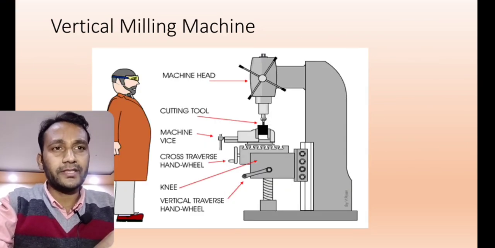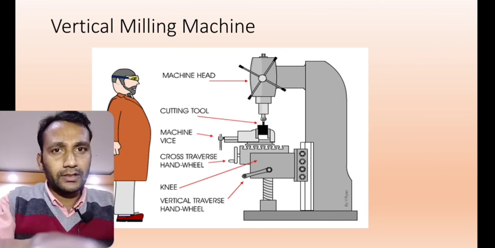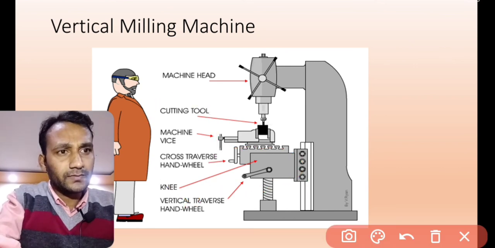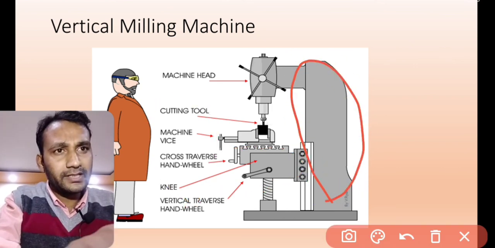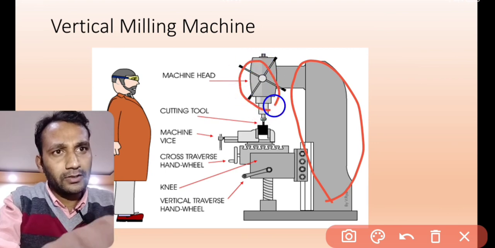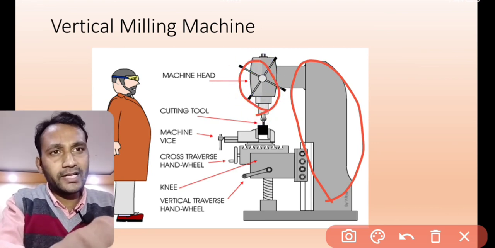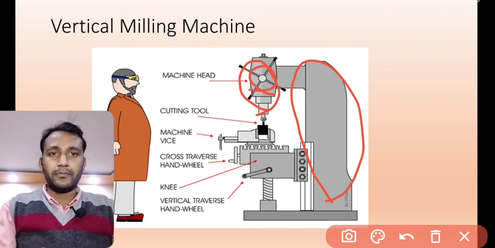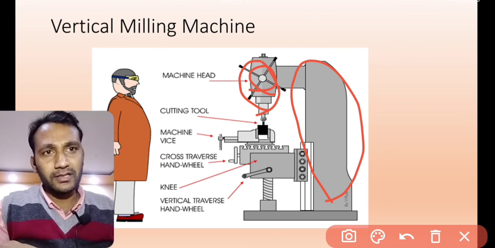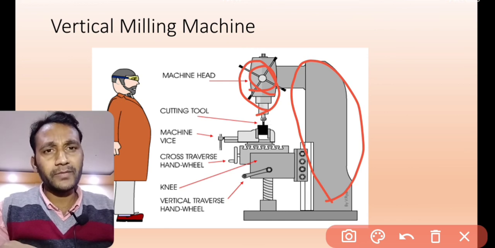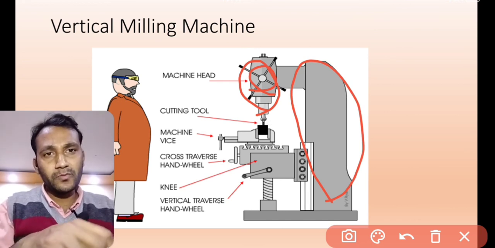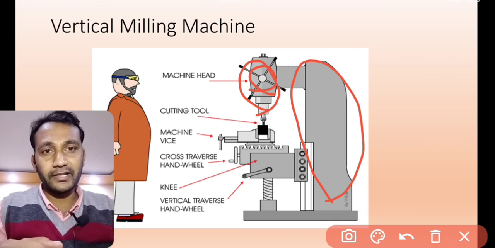the vertical milling machine. You can see over here also this is the column, and this is the machine head. It is just like a drill. This machine head can also move up and down through this handle provided. By rotating this handle, the machine head can move vertically in the downward direction, just like a drilling machine.